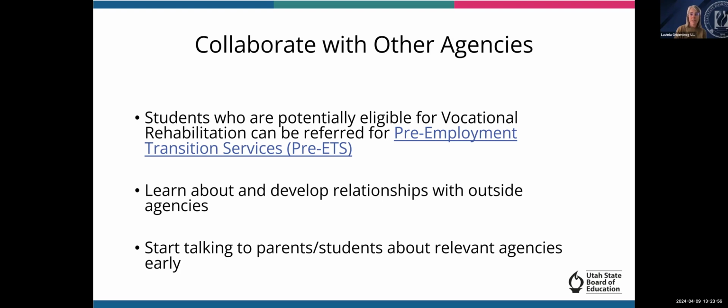Go to transition fairs, reach out, go to conferences, come to the Transition Institute that we have every year. You will learn a ton about outside agencies, and you'll develop relationships with contacts, and that's so valuable. And start talking really early to parents and students about this. I know it might feel weird and they might not be ready for this. You're having this conversation with the students in 8th or 9th grade and the parents are just trying to get through the year. But it is important. Parents need to hear about how these services are relevant and why it's important to learn about them and connect early. So keep that in mind.